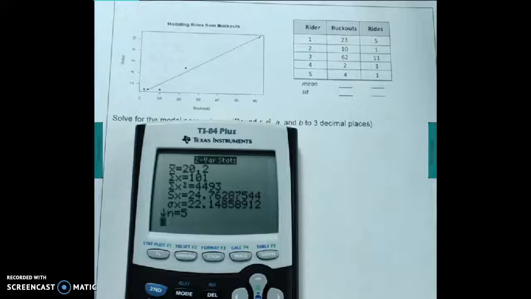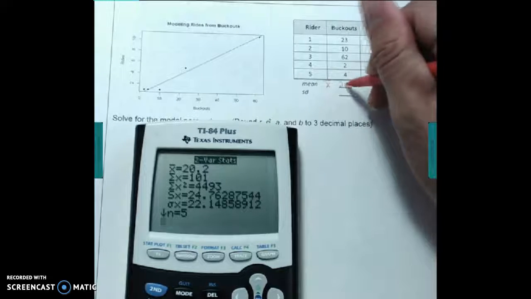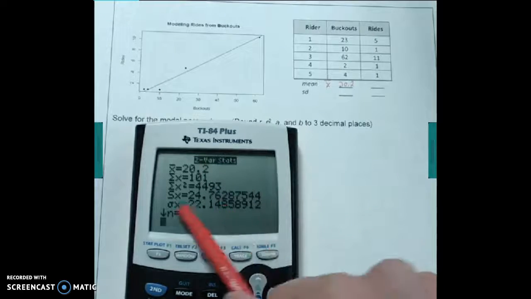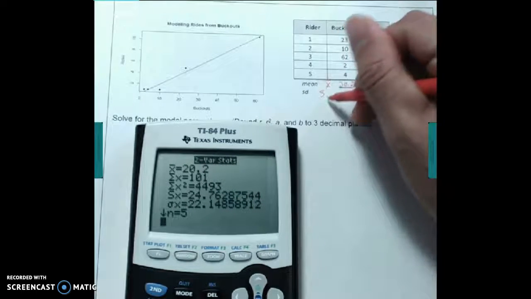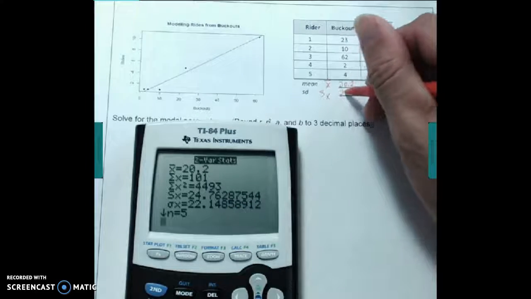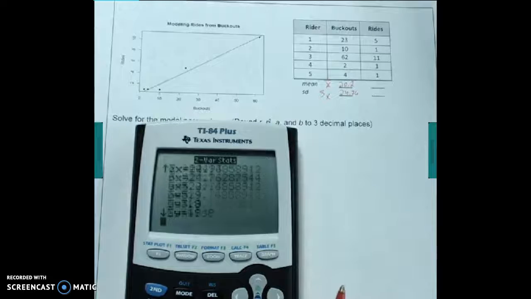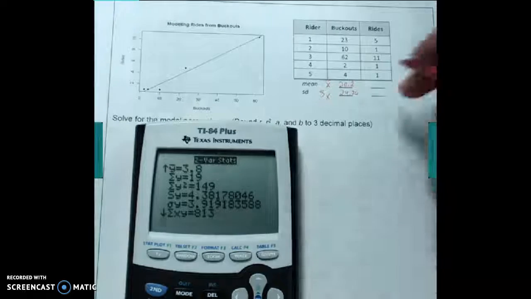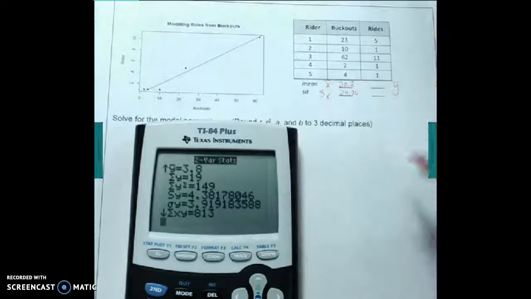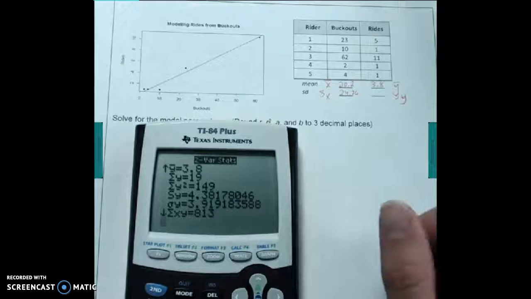The x bar there, that is your mean of x, and it's 20.2, as you can see. Standard deviation of x is s sub x, which is 24.76. If I scroll down, I can find my mean of y, which is y bar, which is 3.8, and my standard deviation of y is right here at 4.38.